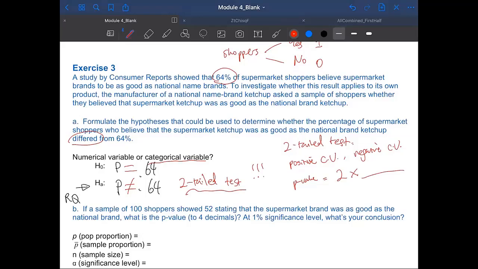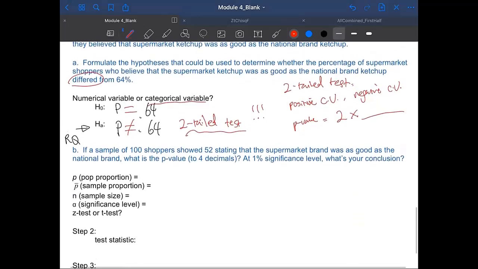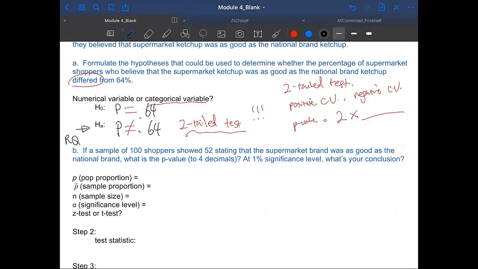I know my time is running out a little bit, so I'm just going to quickly fill in here. Population proportion, we do not know this one. That's why we try to test. And for the sample, there are 100 shoppers, 52 of them stated yes. So sample proportion is going to be 52 over 100, that's 0.52. Sample size is going to be 100, right? And significance level, I think here it says 1%. So that's going to be 1%.